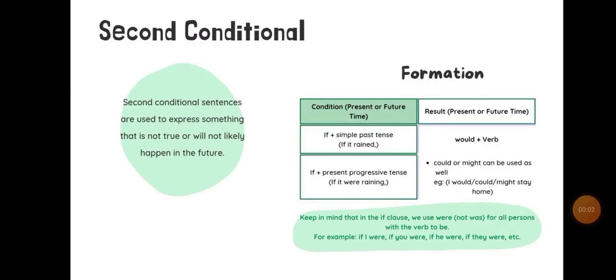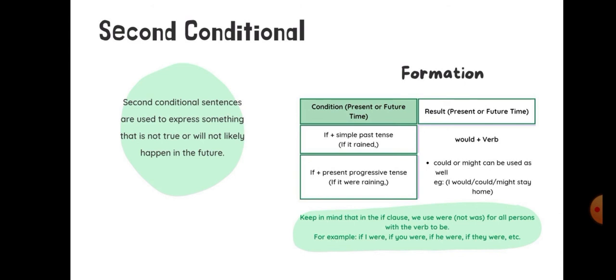Moving on to our next conditional sentences, that is, second conditional sentences. There are times when we imagine our present situation to be different. Like, we could imagine that if I were a billionaire, or if I were a millionaire, or if I were in your place, I wouldn't have done that. So, second conditional sentences are used when we want to express something that is not true or will not likely happen in the future. That's something that is different from our present condition.